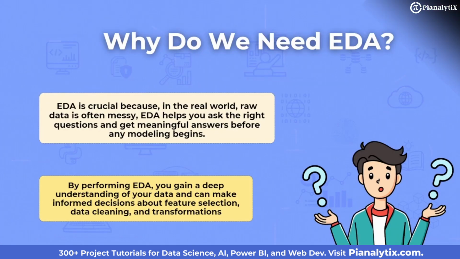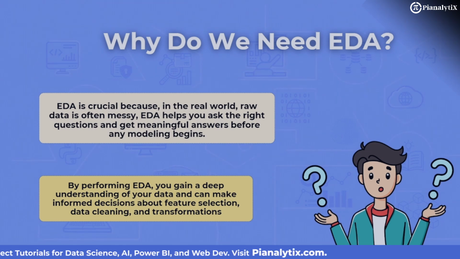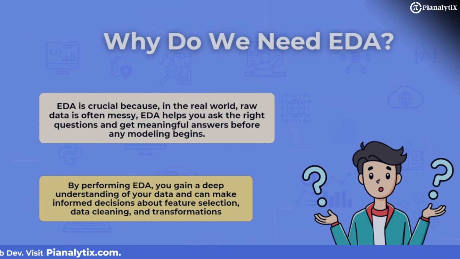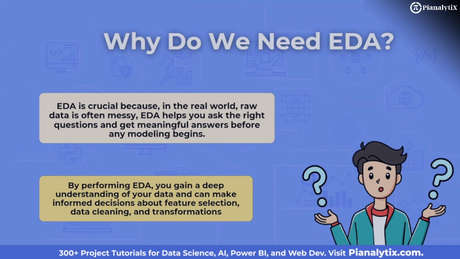EDA is crucial because in the real world, raw data is often messy. It may contain missing values, inconsistencies, outliers, or even irrelevant information. Jumping straight into building a machine learning model without exploring the data can lead to incorrect insights or a poorly performing model. By performing EDA, you gain a deep understanding of your data and can make informed decisions about feature selection, data cleaning, and transformation. In short, EDA helps you ask the right questions and get meaningful answers before any modeling begins.